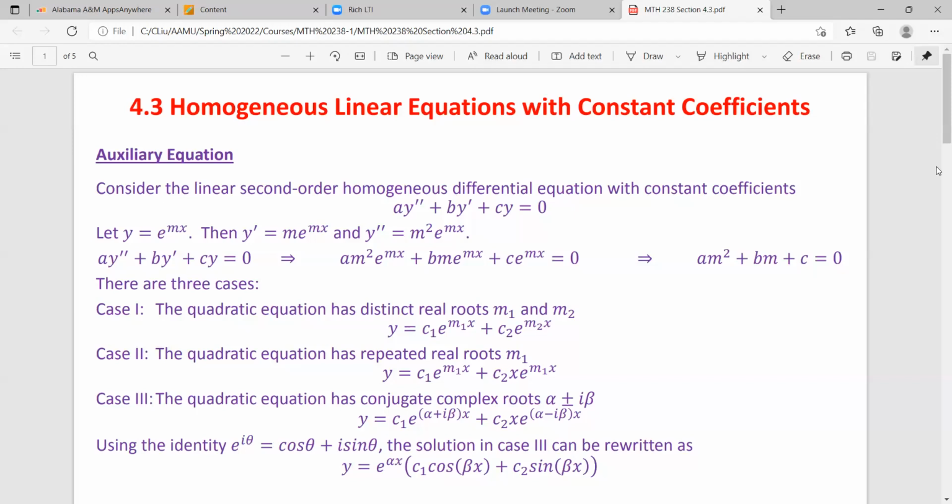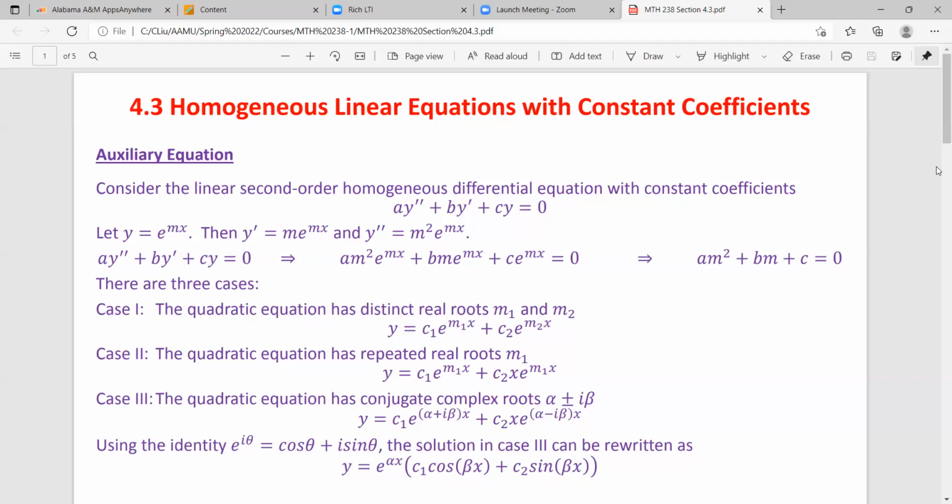If you do the Wronskian again, then the general solution of the original homogeneous differential equation will be the linear combination of those two solutions, which is C1 e to the m1x plus C2 x times e to the m1x. So that's different from case 1.